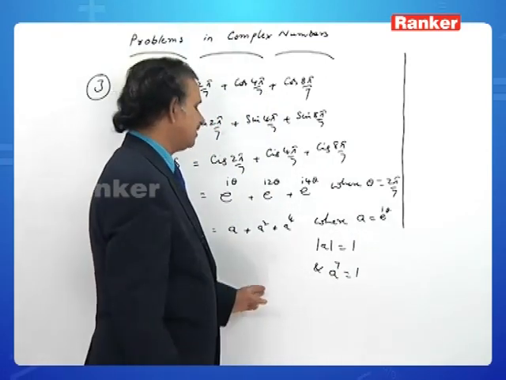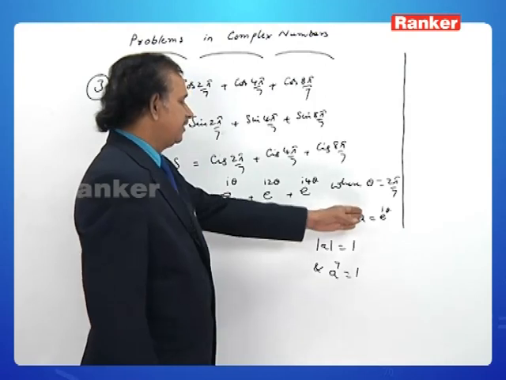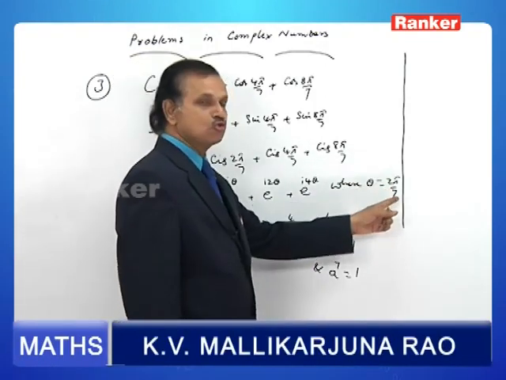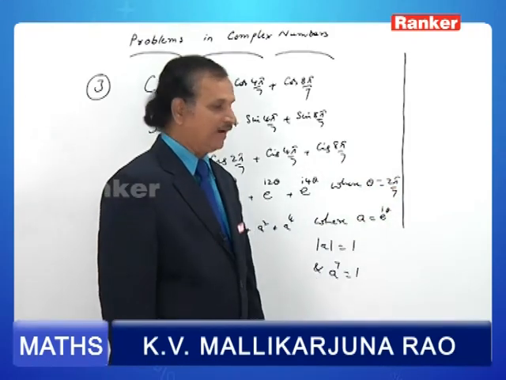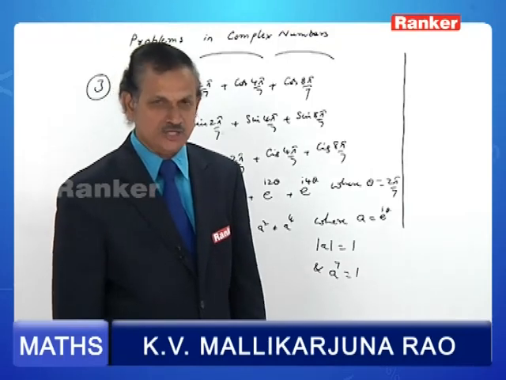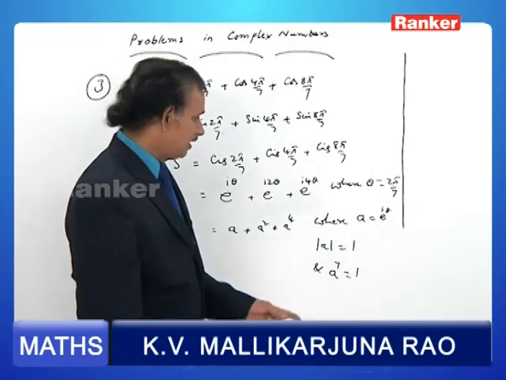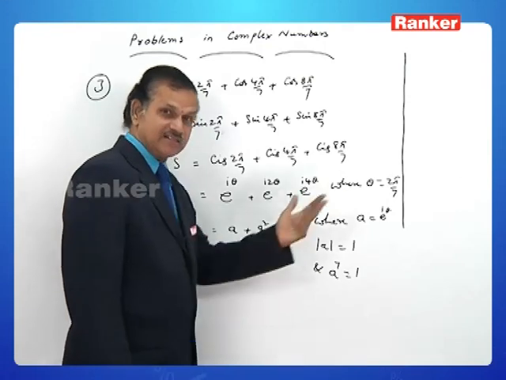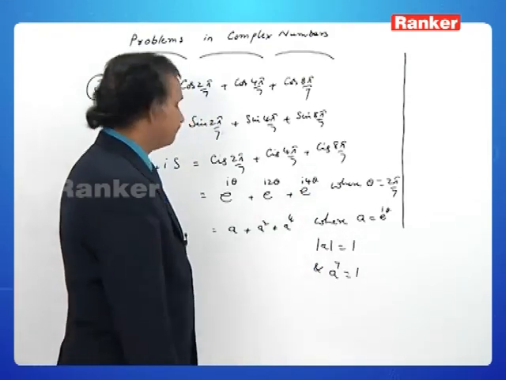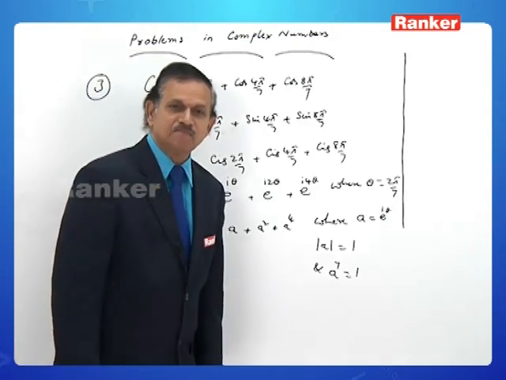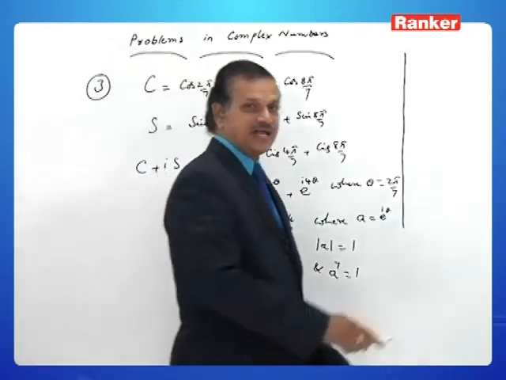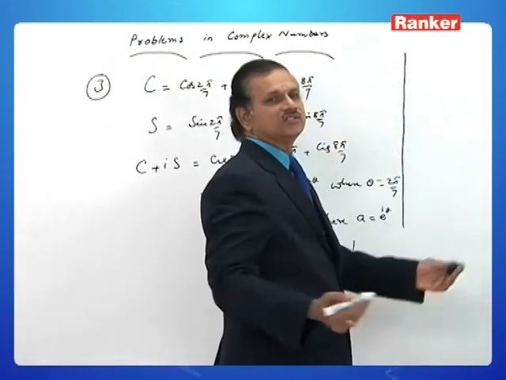What is a power 7? It is e power i 7 theta. 7 theta means 7 into 2 pi by 7, which is nothing but 2 pi. What is e power i 2 pi? Cos 2 pi plus i sin 2 pi is 1 plus i 0, which is 1. So we'll be making use of these two things in the next steps. Well, so far we have learnt what C plus iS is. Now let me calculate what C minus iS is.